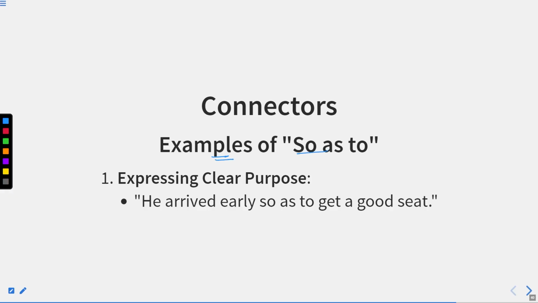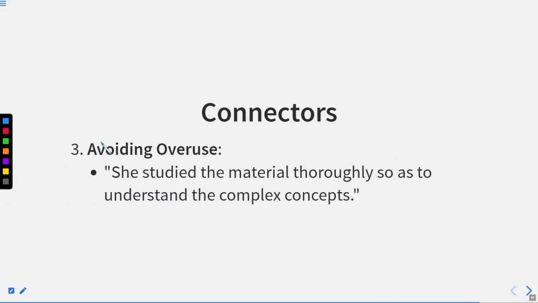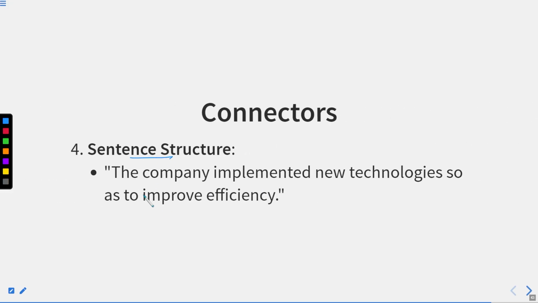Now here we have some examples of so as to. First is expressing clear purpose: he arrived early so as to get a good seat. Formal tone: the committee revised its procedures so as to ensure greater transparency. Avoiding overuse: she studied the material thoroughly, thoroughly means in detail, so as to understand the complex concepts. Sentence structure: the company implemented new technologies so as to improve efficiency.